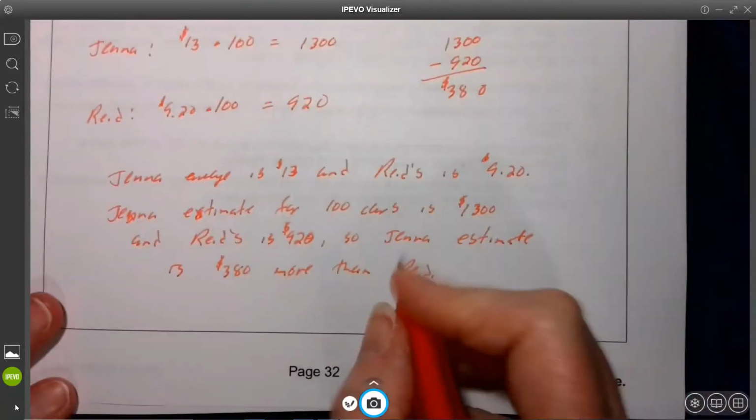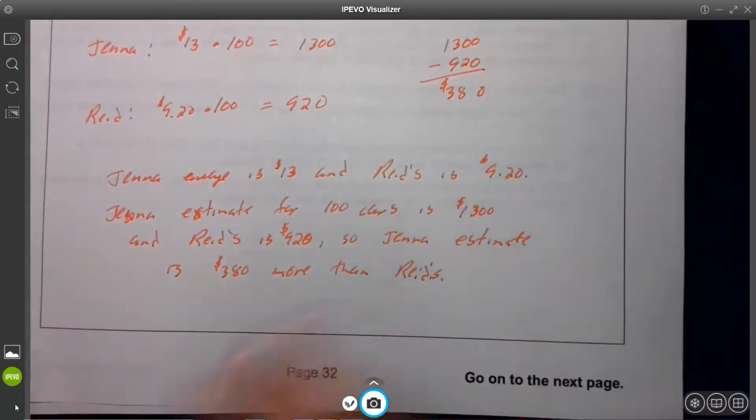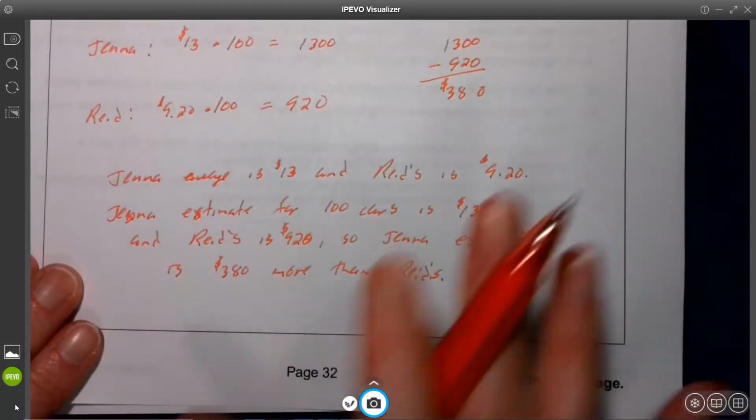So why am I writing all this? Because I would rather be safe than sorry. I have sometimes not written enough when I should have written more. So if I give them too much, they can't take off points. That's the reason I write out everything once I'm all done and I've showed all my work. So that's what I would do.